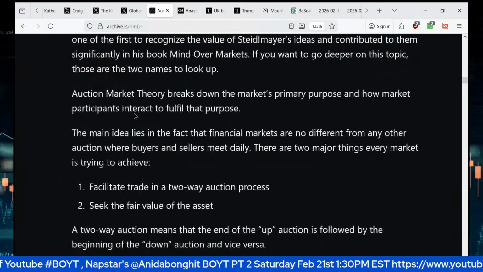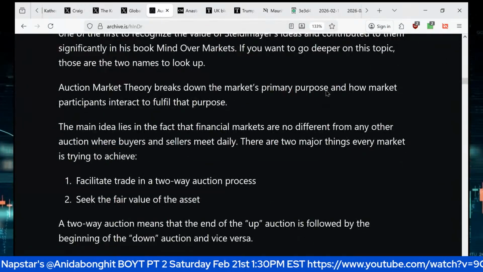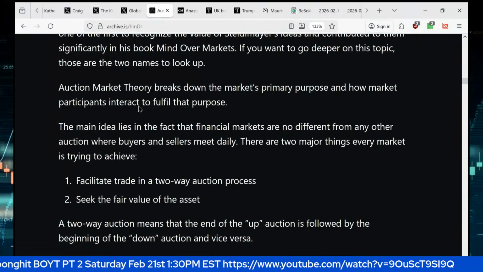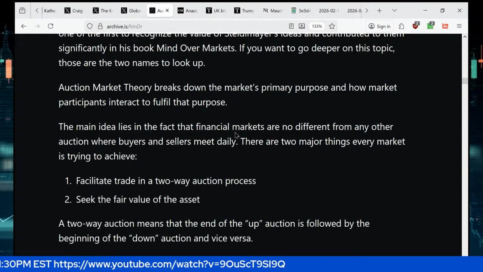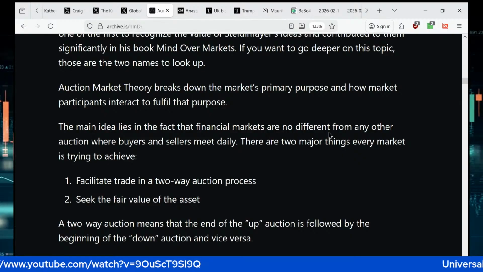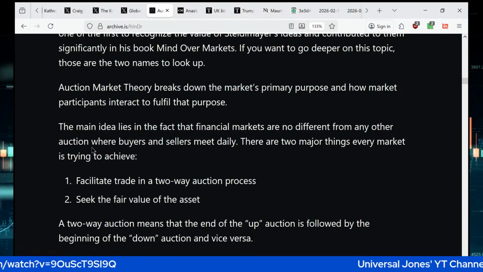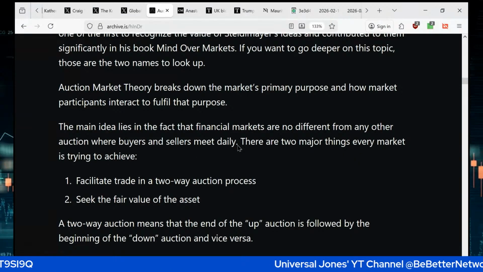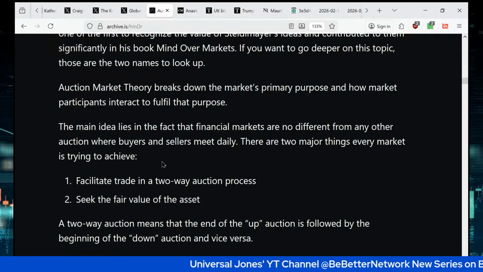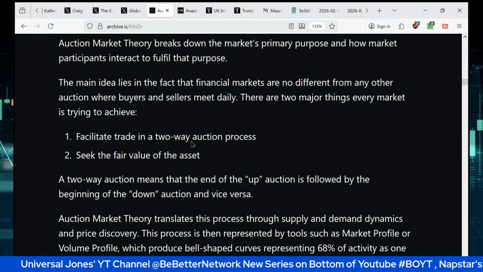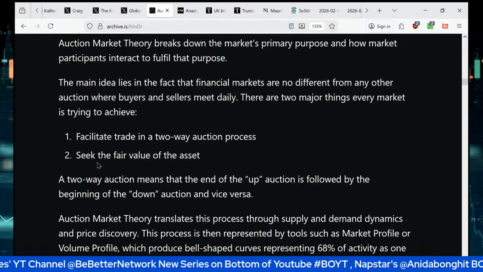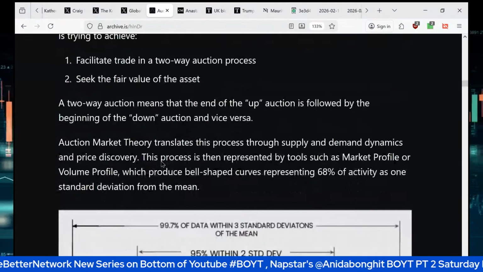Auction market theory breaks down the market's primary purpose and how market participants interact to fulfill that purpose. The main idea lies in the fact that financial markets are no different from any other auction, where buyers and sellers meet daily. There are two major things every market is trying to achieve: facilitate trade in a two-way auction process, and seek the fair value of the asset.